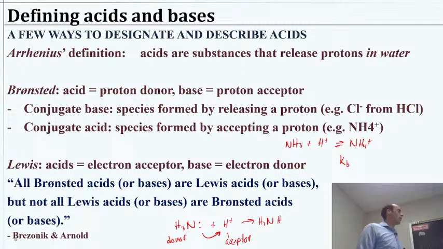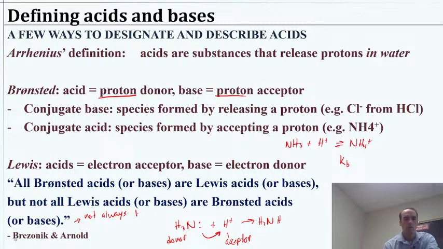So we can say then that all Bronsted acids or bases are Lewis acids, but not all Lewis acids are Bronsteds, because Bronsted is explicitly about the protons, whereas the Lewis doesn't have to be a proton. Some other thing can take that action. So that difference is it's not always about the H+.